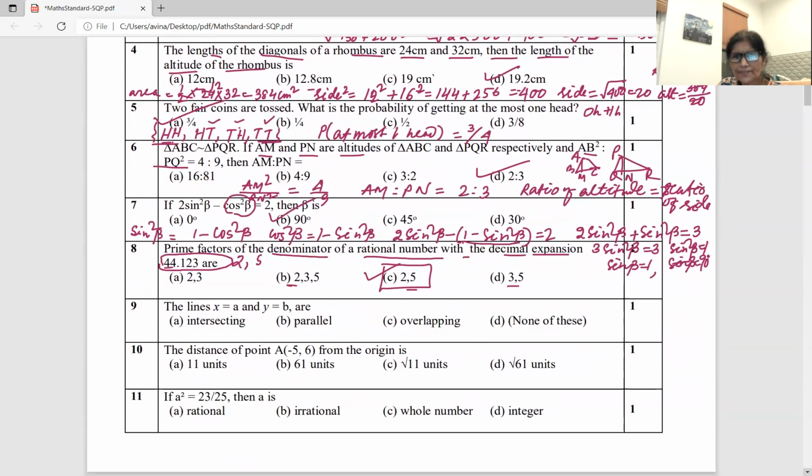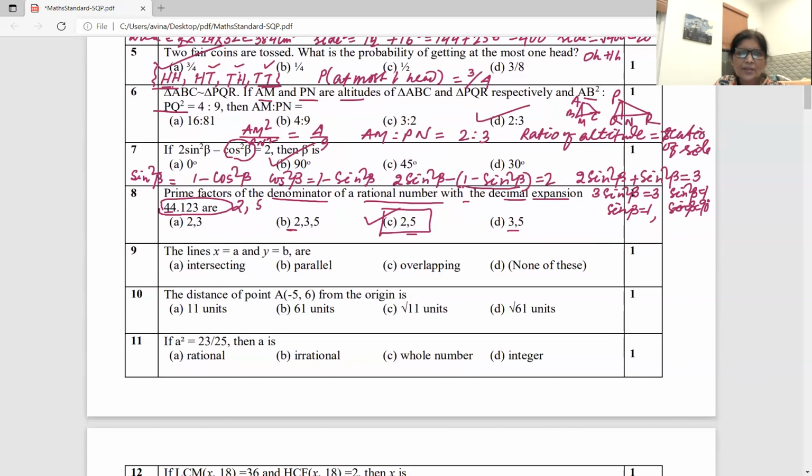Question number 9. The lines x equals a and y equals b are intersecting, parallel, overlapping, or none of this. I am drawing the x-axis and y-axis here. X equals a is a line parallel to the y-axis.